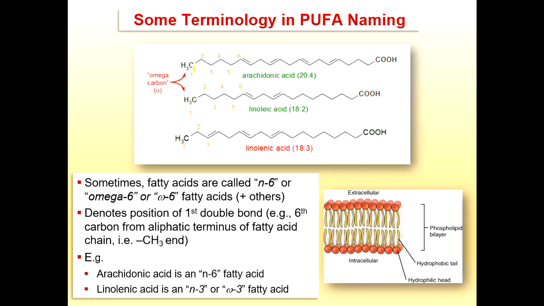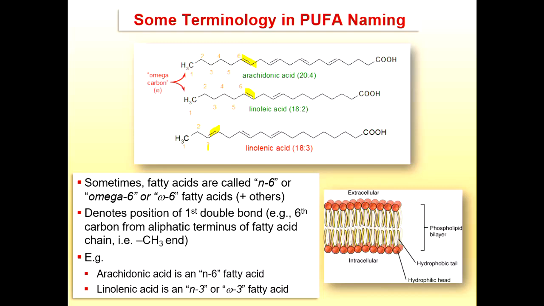So if it's the first double bond, in the case of arachidonic acid, you have to go in 6 carbons from the N to get to the first double bond. It's an N6 fatty acid. Same with linoleic acid, you've got to come in 6 carbons before you encounter the first double bond. Whereas with linolenic acid, the first double bond's on the 3rd carbon. So that's an N3 fatty acid, or an omega-3 fatty acid.